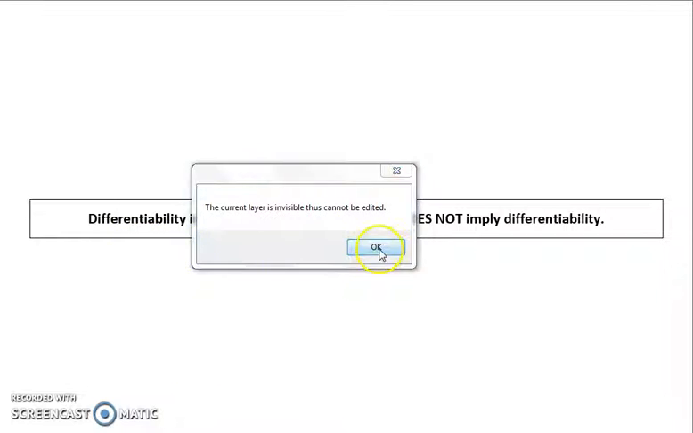So, last thing that I want to mention is that differentiability is going to imply continuity, but continuity is not going to imply differentiability. What that means is, if AP says something is differentiable, they do not have to tell you that it's continuous. You automatically know. But if they say continuous, that does not necessarily mean you're differentiable. So differentiability implies continuity, but continuity does not imply differentiability.